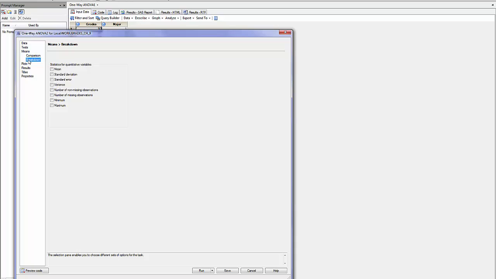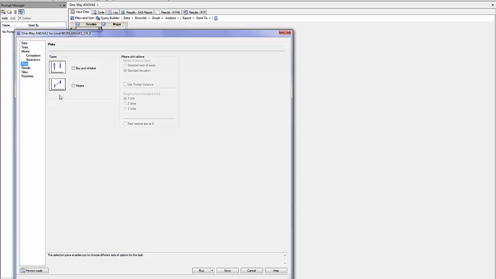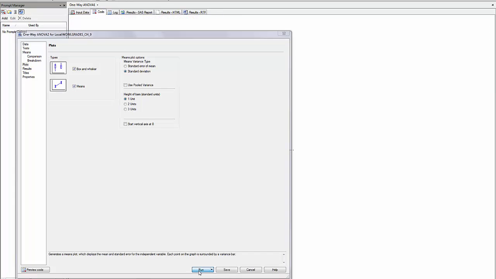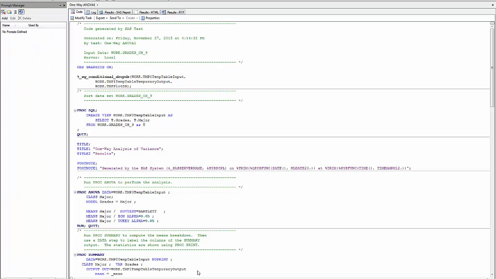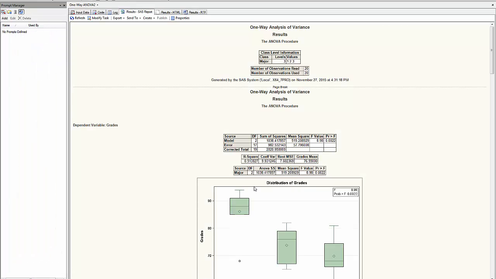For each category or each group, I might like to get the mean, the standard deviation, maybe the number of non-missing observations and missing observations. I can request 2 types of plot, the box and whisker plot, which will give me an idea about the spread of each of the categories, and I could also ask for a plot of the means. When I run this analysis now, we find the following.